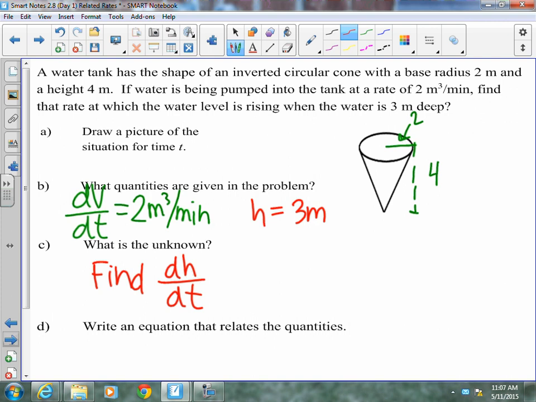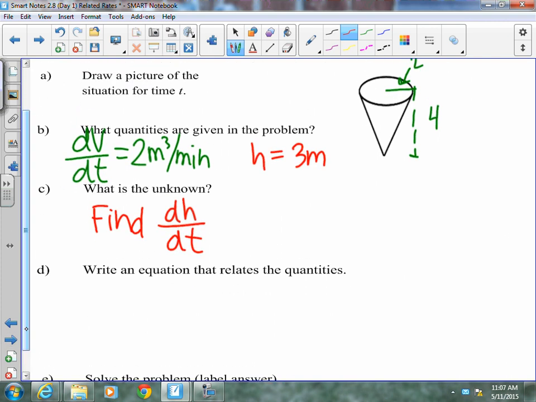Now, we need an equation to relate these quantities. Volume of a cone is 1/3 pi r squared h. And is there anything that never changes? The volume is changing. The radius is going to change as the water gets higher. The height is going to change as more water is being pumped in. So, everything changes. But we only really know stuff about h.